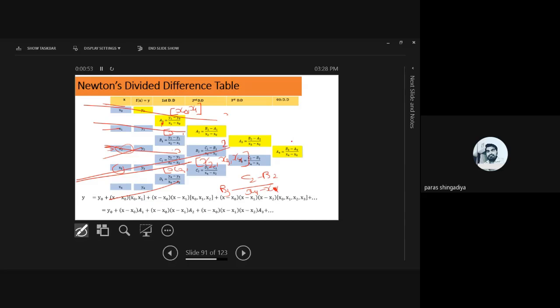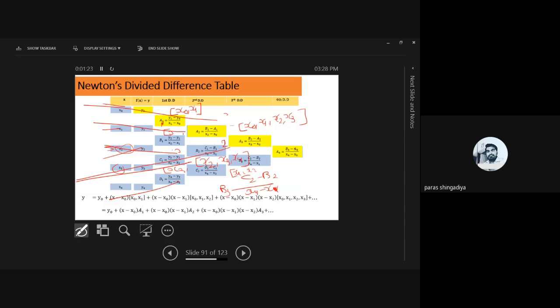Now, what are the actual notations of A3 and B3? A3 is known as the difference of x0, x1, x2, and x3. It is the difference of x0 to x3, so it is called x0, x1, x2, x3. And here the answer, that is the B3 notation. So what is the meaning of B3? It is called the difference of x1, x2, x3, and x4. That is the meaning of this notation.